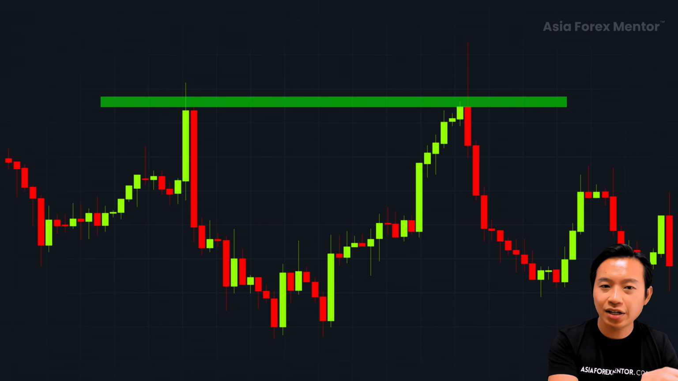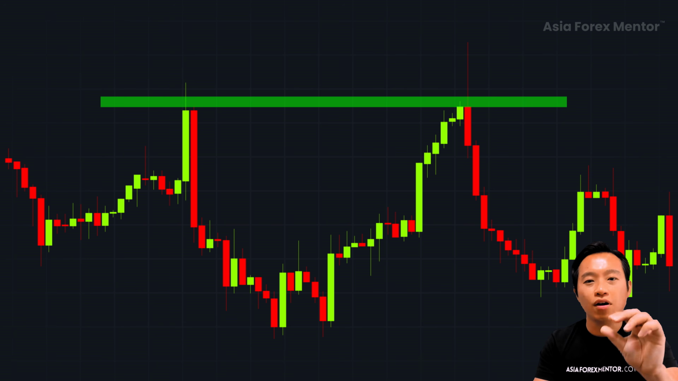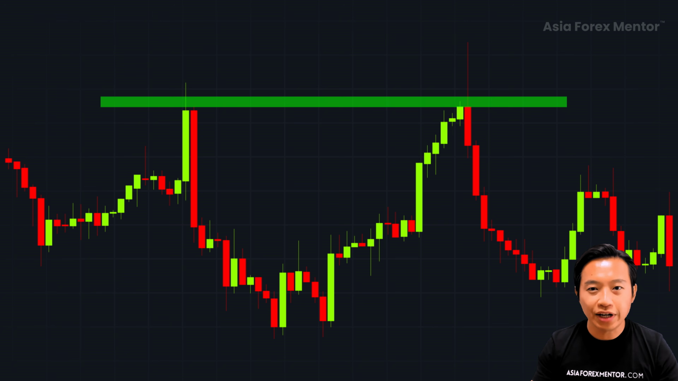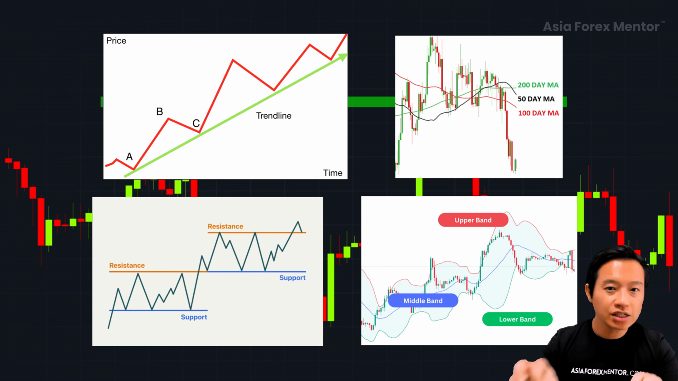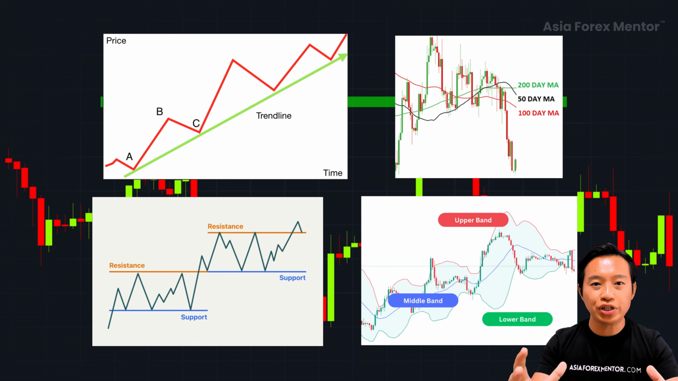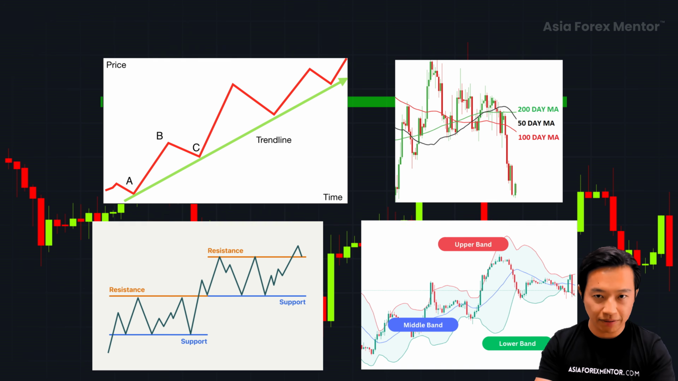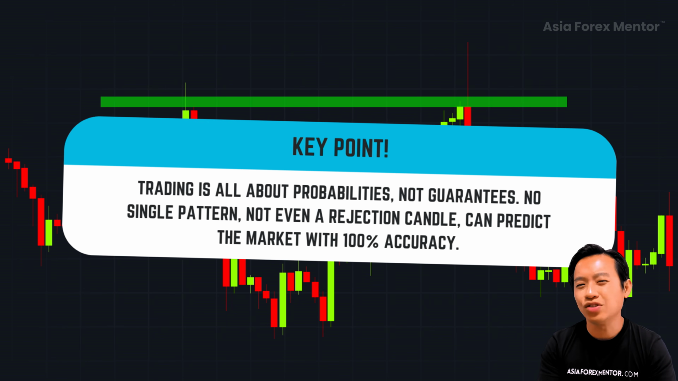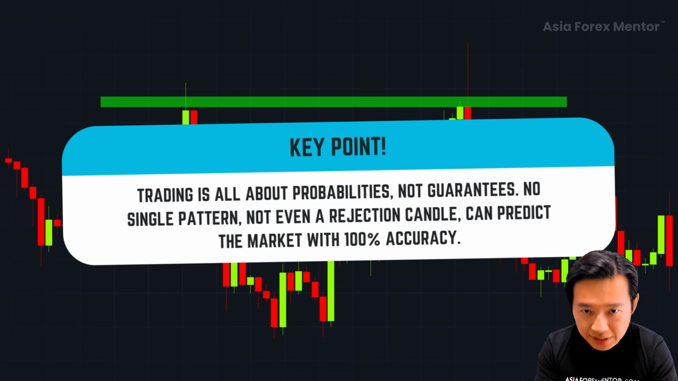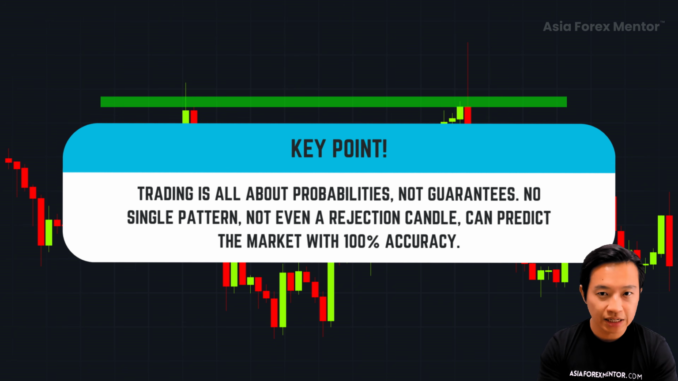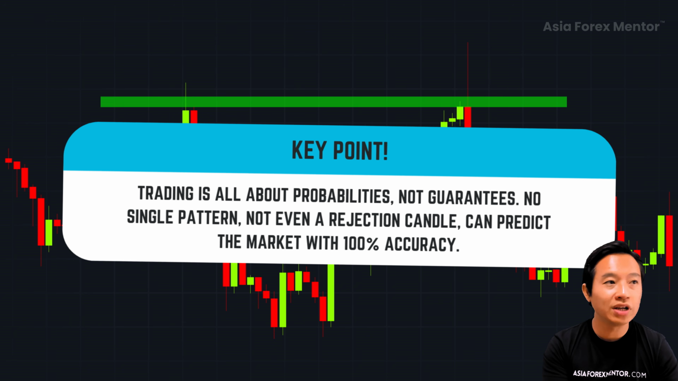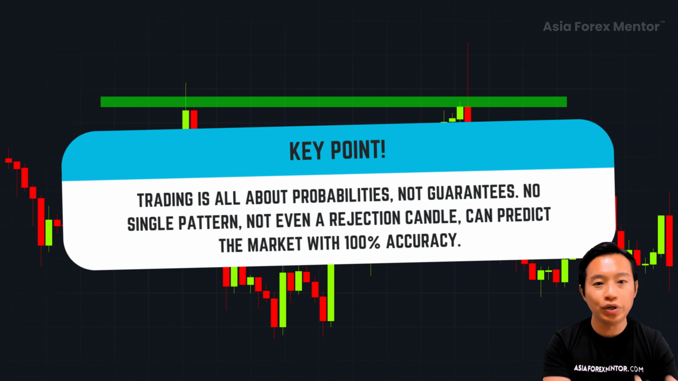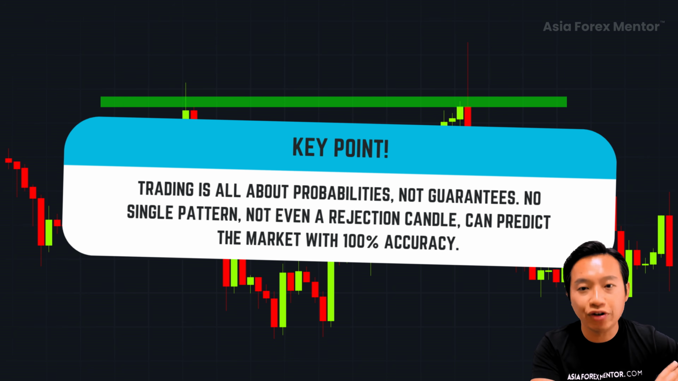A rejection candle is just one piece of a puzzle. You need to combine it with other strategies so that you have a clearer picture of what's likely to happen. Trading, as you know, is all about probabilities, not guarantees. There's no single pattern, not even a rejection candle, that can predict the market with 100% accuracy.